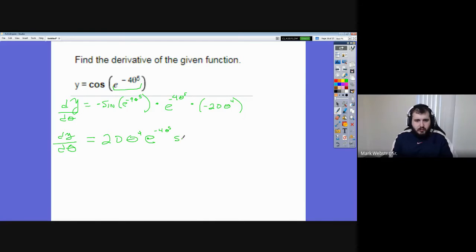times sine of e to the negative 4 theta to the fifth. A little bit more simplified. It looks a little bit better, I guess. But once again, make your grader earn their money.